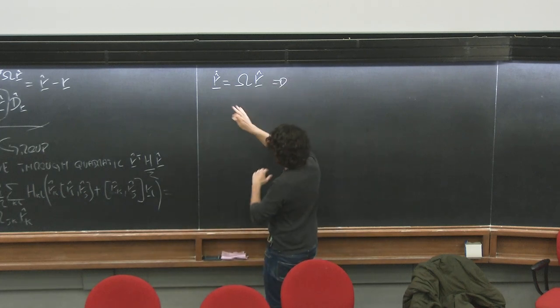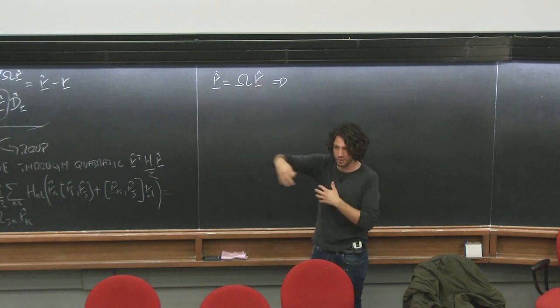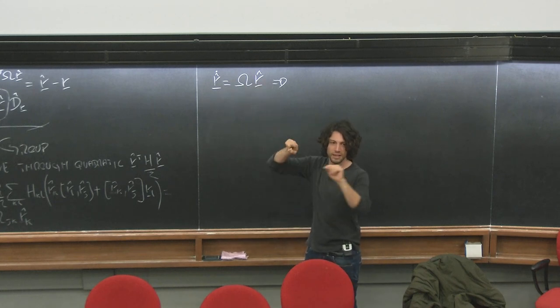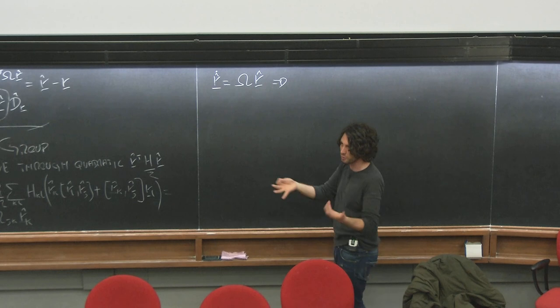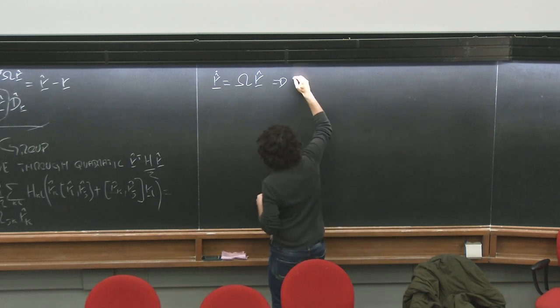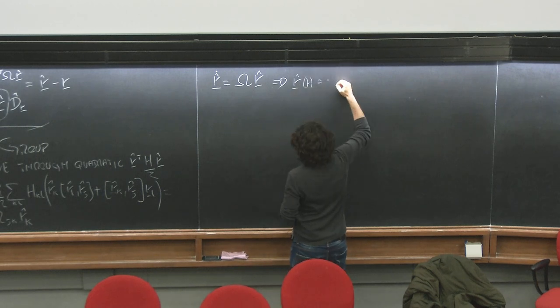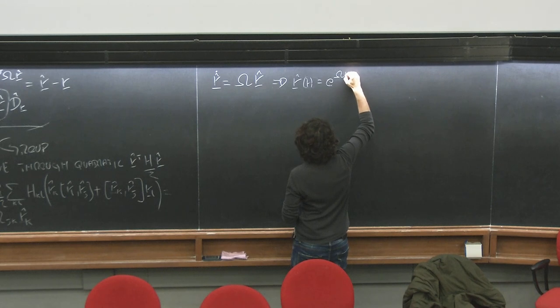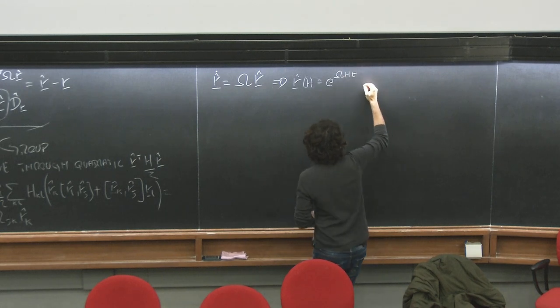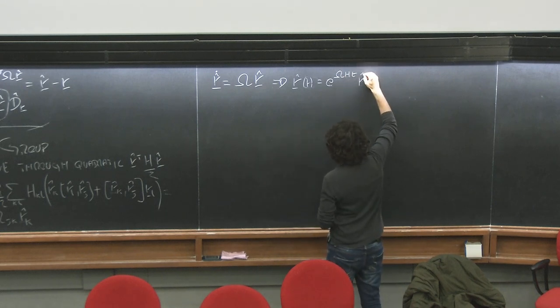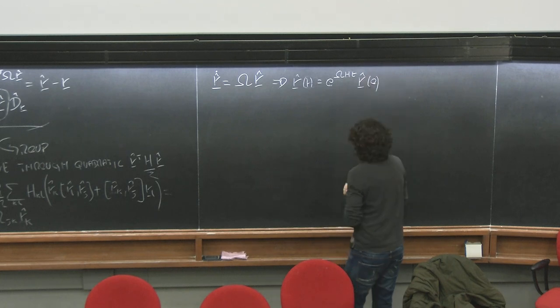It's a matrix equation. So this is a matrix equation for operators. These are operators that live inside, you know, matrices and vectors, okay? That's the formalism, essentially. And then the solution is just e to the omega H t, yeah? It's an exponential equation that will give us the evolution.